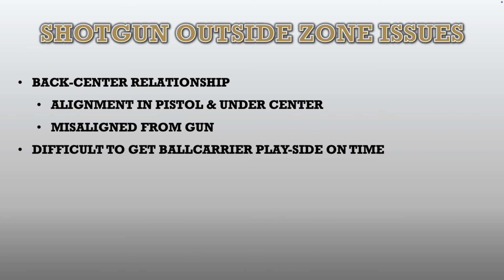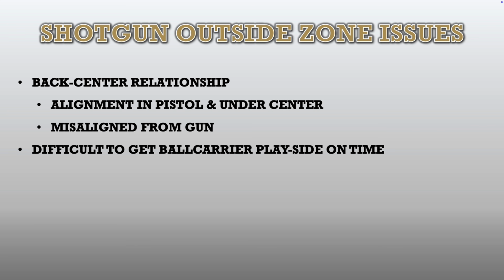Because of that misalignment, it's difficult to get the ball carrier to the play side on time. Again, it's a dance. Everything works together. Holes open and close at different points in the play. And again, with that misalignment from the shotgun, sometimes he might not make it to the hole on time before it closes off. Maybe we're running to a 3 technique, and if we were in the pistol or we were under center, we would be able to get outside of the 3 technique before he penetrates. But from the gun, we're farther away, and he penetrates and cuts off the zone before we can even get to the hole.